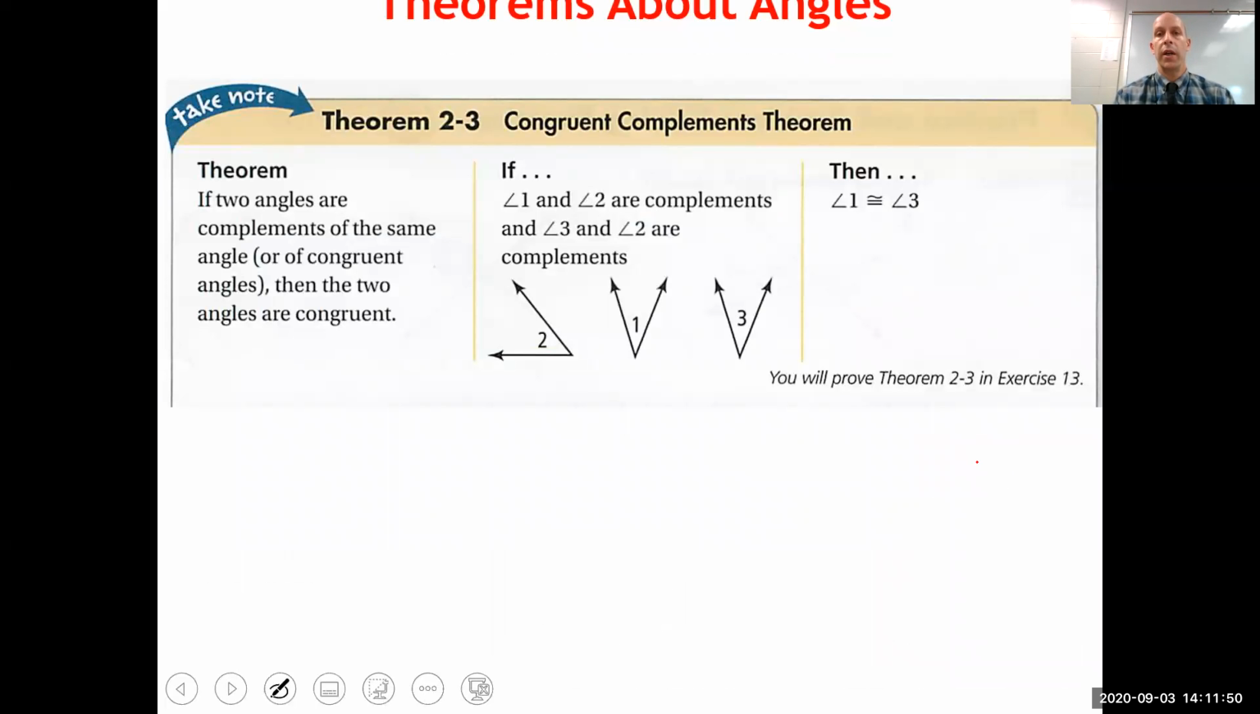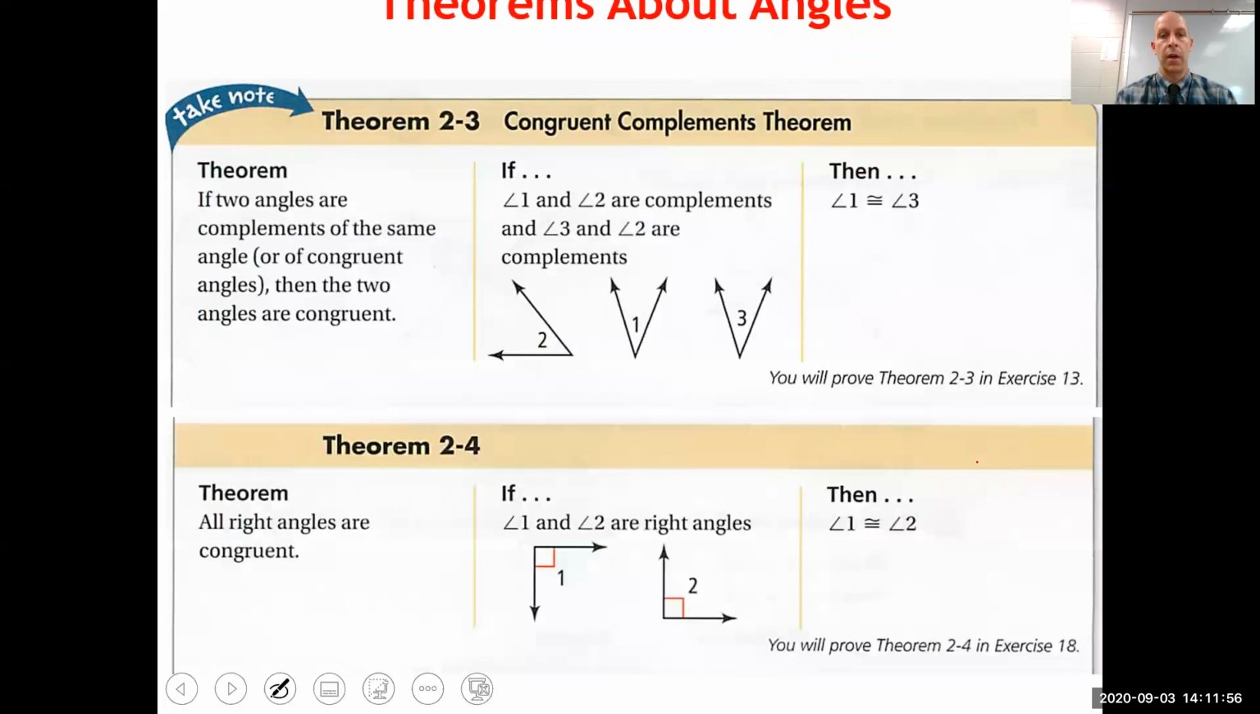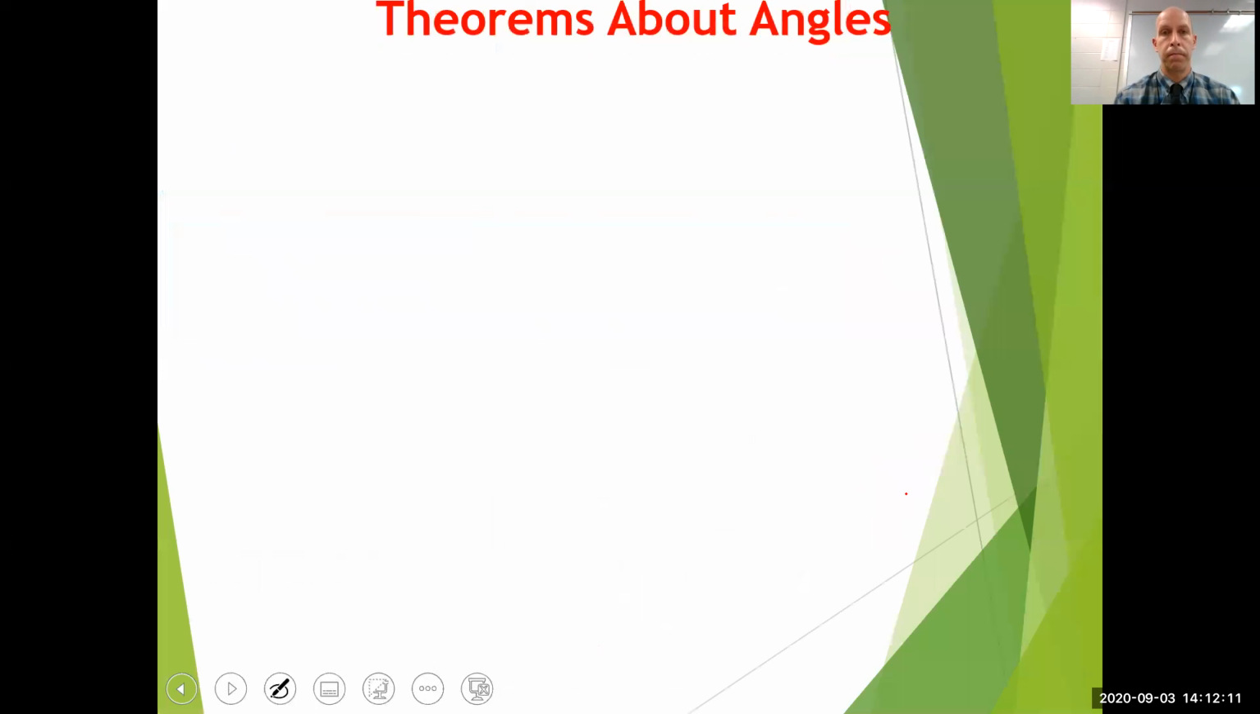Theorem 2.3 is the congruent complements theorem. This is the exact same thing as the congruent supplements theorem, but it's about complements. And theorem 2.4 says that all right angles are congruent. So if angle 1 is a right angle and angle 2 is a right angle, we can conclude that they are congruent angles. Angle 1 and angle 2 are congruent.